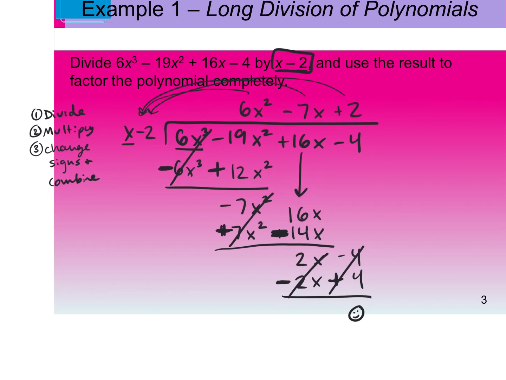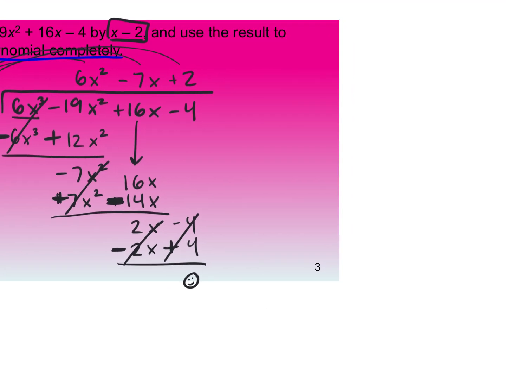Now it asks us to factor the polynomial completely. So let's continue to factor it. We've got 6x squared minus 7x plus 2. You guys can factor this however you want. If you like to do grouping, that's fine. I'm going to multiply the first times the last. 6 times 2 is 12. What are two factors of 12 that add to negative 7?